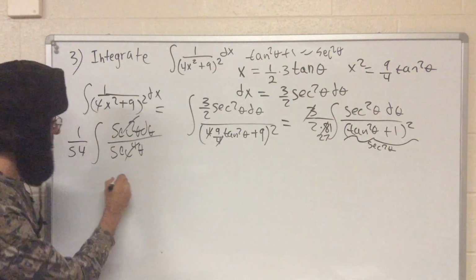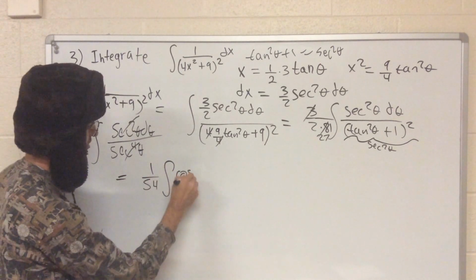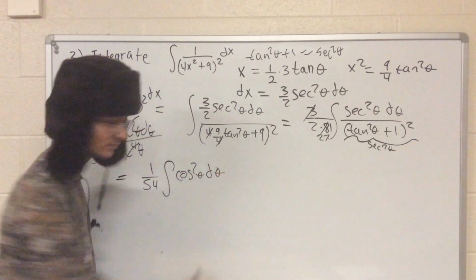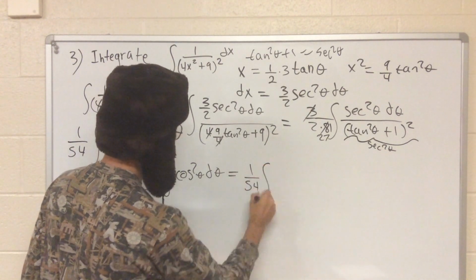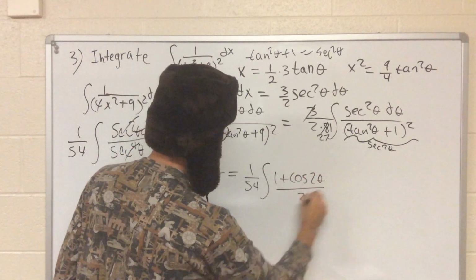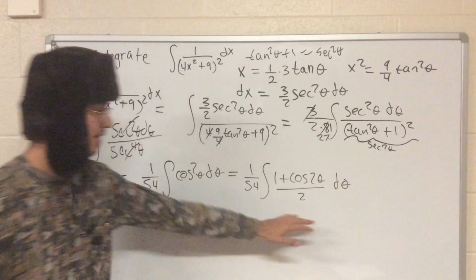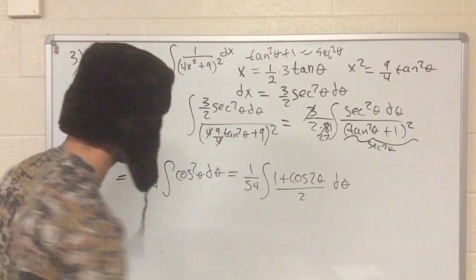So we have something like this. This is equal to 1 over 54 integral of cosine squared theta d theta, in which case will be equal to 1 over 54 integral of (1 plus cosine 2 theta) divided by 2, d theta. Okay, we bring 1/2 outside if you want, or you could just straight up integrate this.